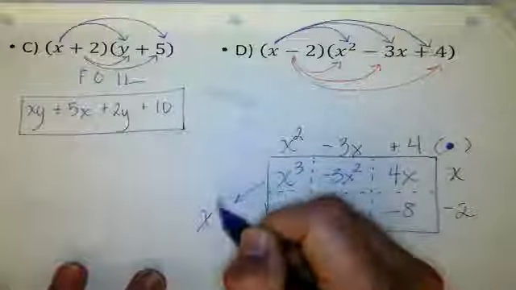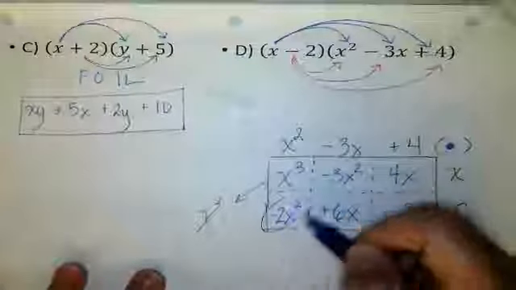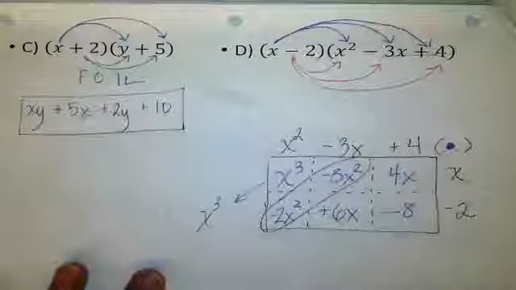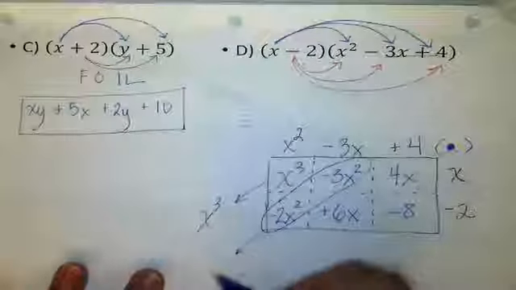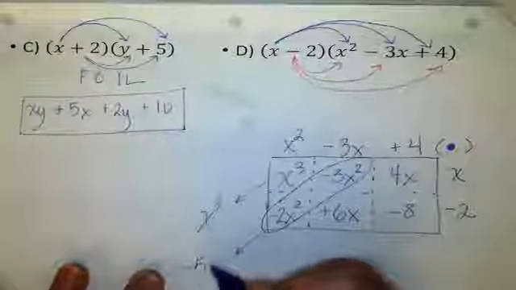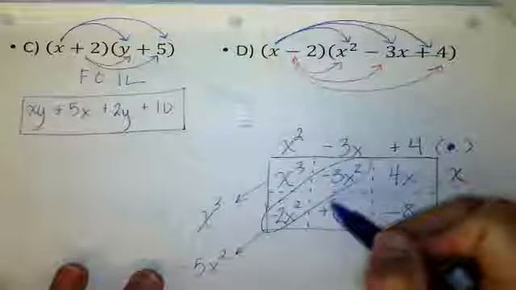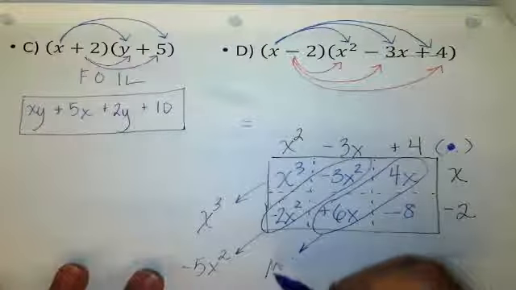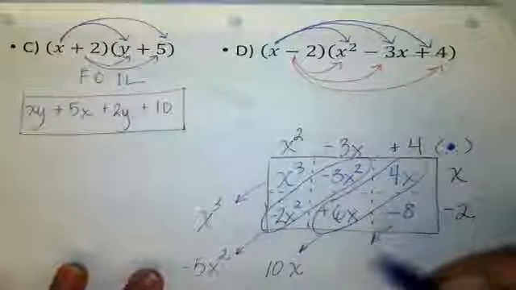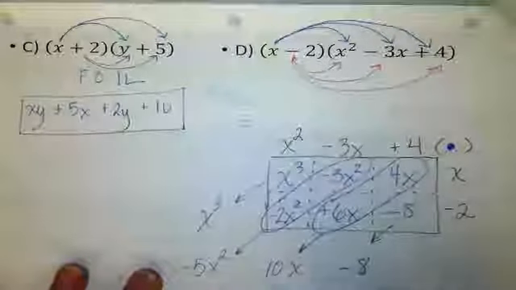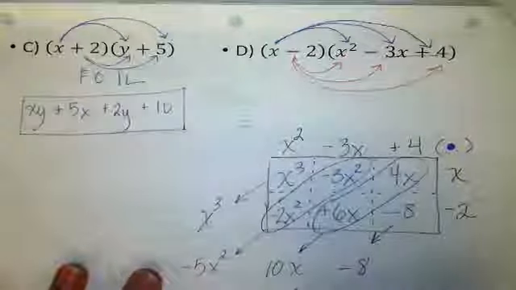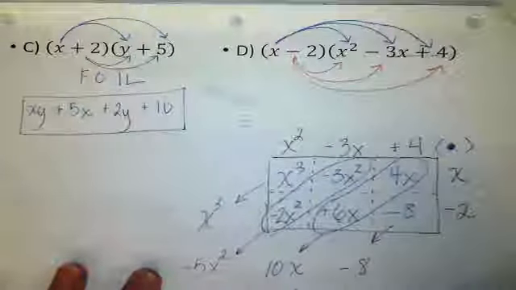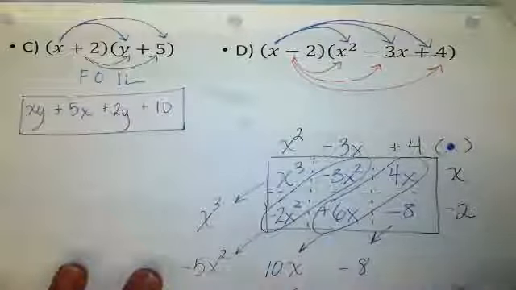We have an x cubed, and look at there, right on the diagonal, negative 2x squared and a negative 3x squared makes negative 5x squared. And then here we have a 6x and a 4x, and that makes 10x. And then the very last thing is a negative 8. So our product is x cubed minus 5x squared plus 10x minus 8.